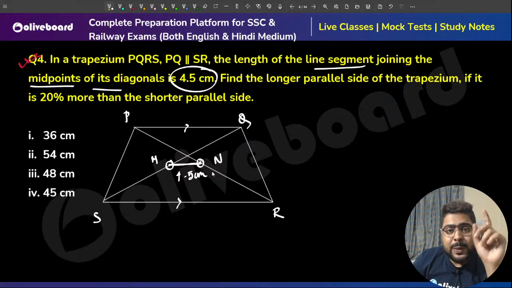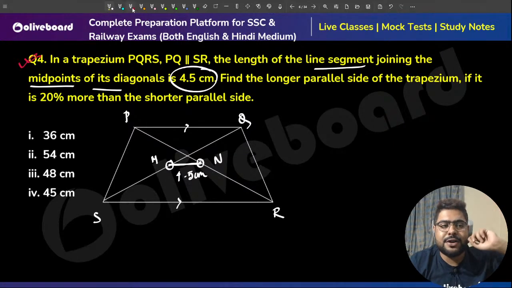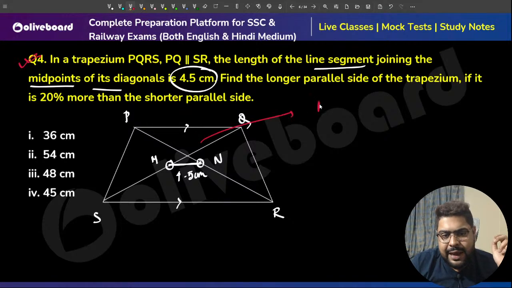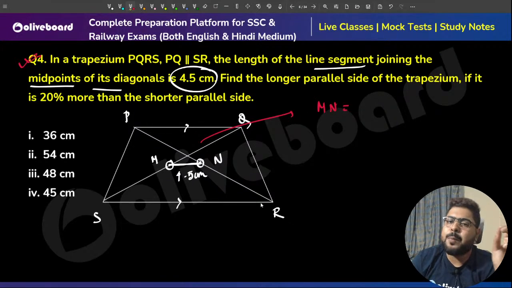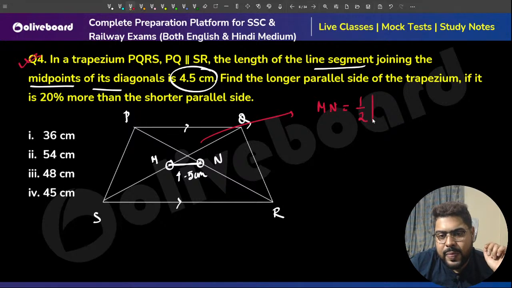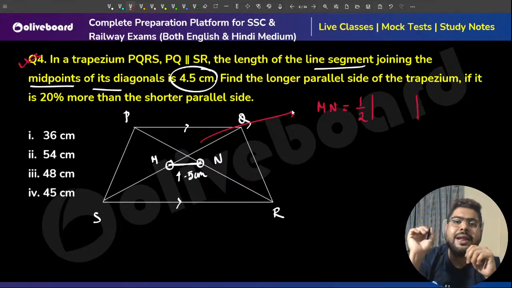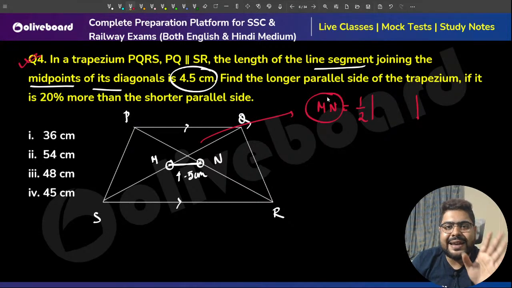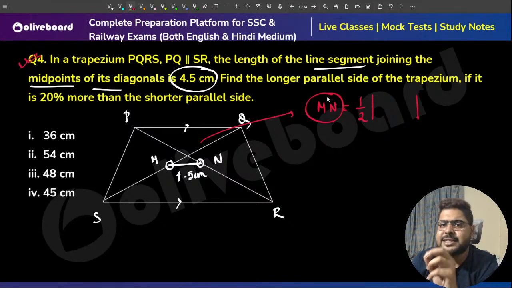Okay. Now, please understand, I'm giving you one very important trick here. Always, MN, the line joining the midpoints of the diagonals, will always be what? Sir, half of the difference between the parallel sides. I'm given a mod because it should be positive. MN is a length. Length can never be negative. So, mod is just because of that.